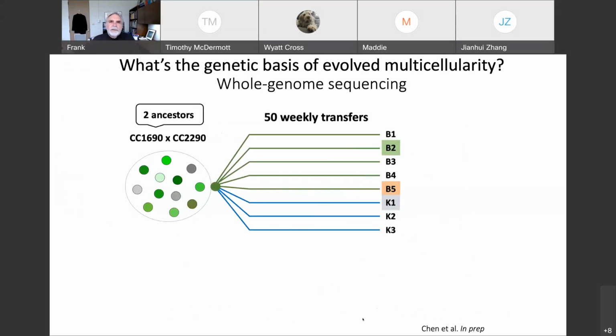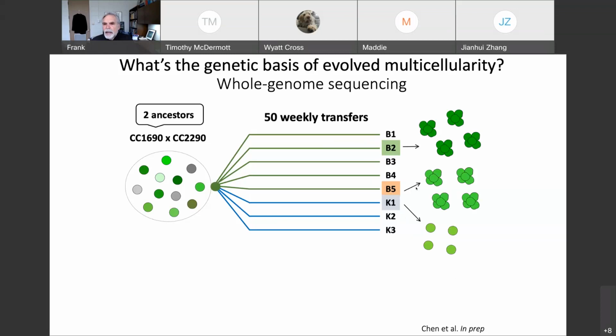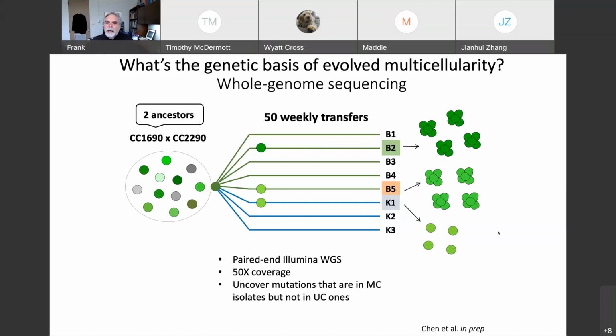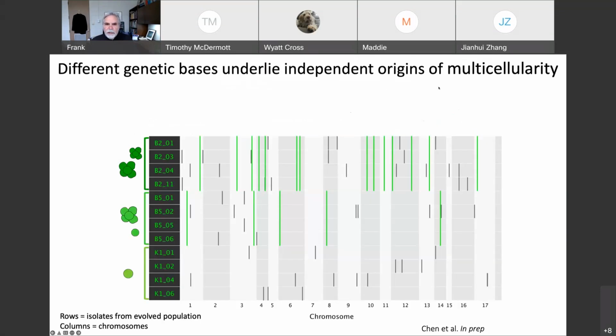So we always want to know what's the genetic basis of this evolved multicellularity. And I'll give you some preliminary results. This is Kim Chen's work, and she is in the process of analyzing these data, but I'll tell you what she's up to. So here are the controls. Here are the strains, the populations in which we observe some multicellularity. And so she's analyzing individual isolates from B2, from B5, these are predator evolved, and K1, these are evolved in the absence of predator, but starting with the same population, and is doing paired end Illumina sequencing with the objective of uncovering mutations that are in multicellular forms that aren't in the unicellular ones.